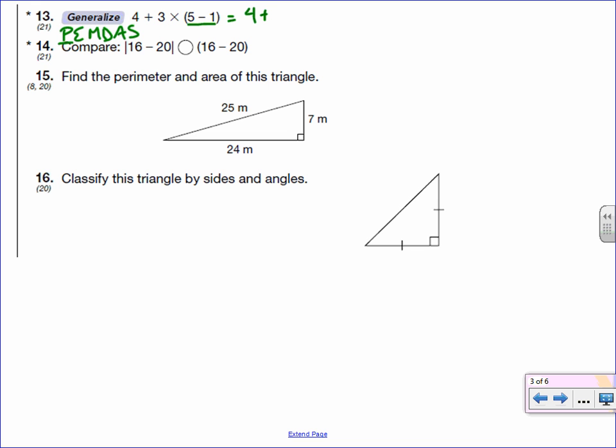So 4 plus 3 times 5 minus 1 is 4. Then we would move on to exponents, but there aren't any. And then we would move on to multiplication and division. So the next thing that we do is 3 times 4, which is 12. And then there aren't any more multiplication and division, so we move on to addition and subtraction. So 4 plus 12 is 16.